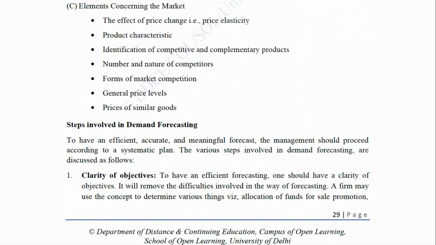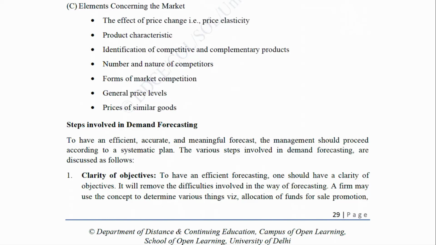Steps involved in demand forecasting. To have an efficient, accurate, and meaningful forecast, the management should proceed according to a systematic plan. The various steps involved in demand forecasting are discussed as follows. First, clarity of objectives. To have an efficient forecasting, one should have a clarity of objectives. It will remove the difficulties involved in the way of forecasting.